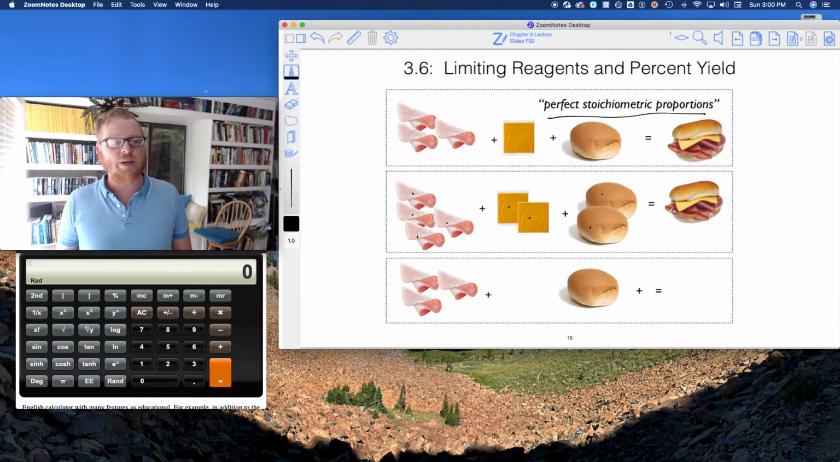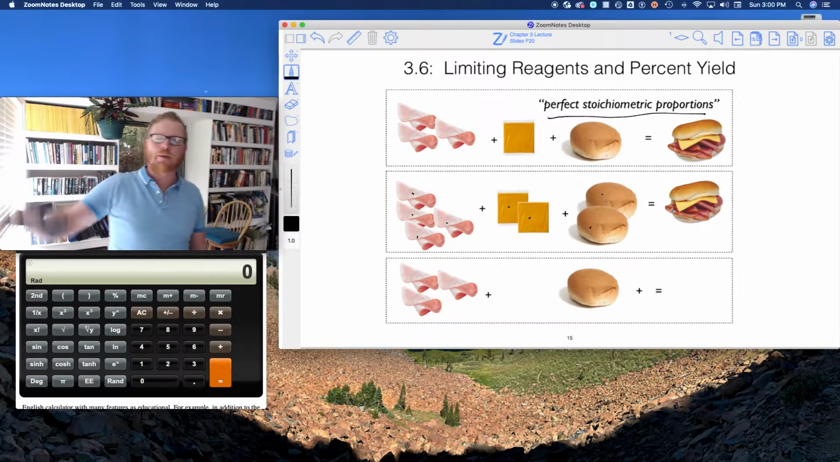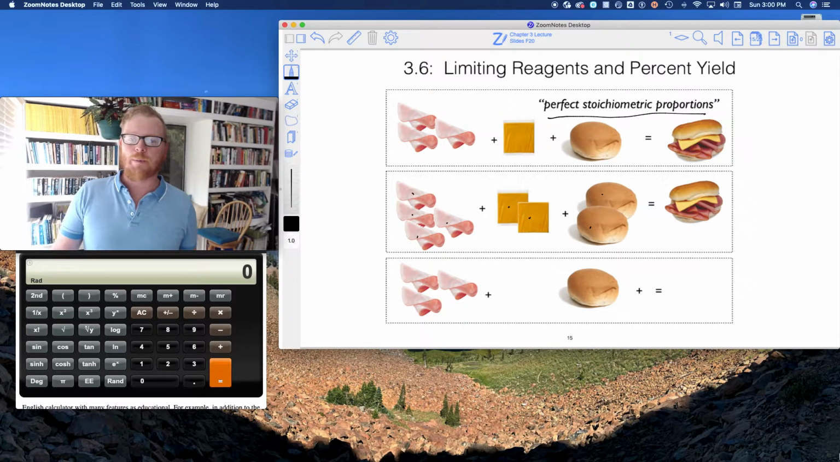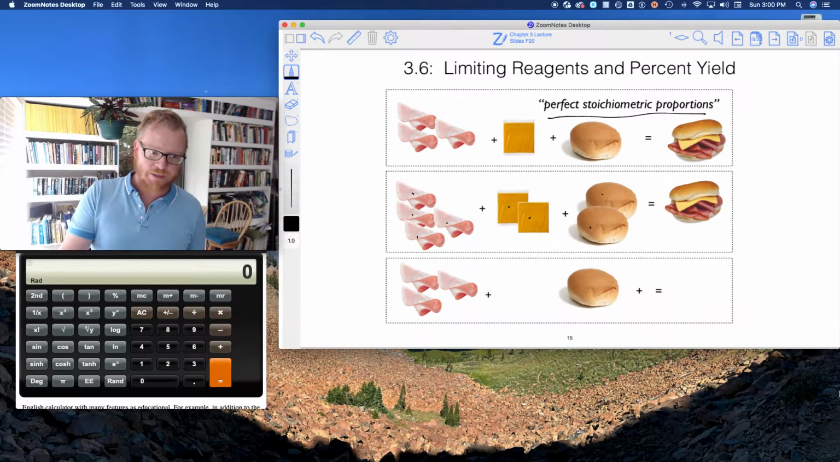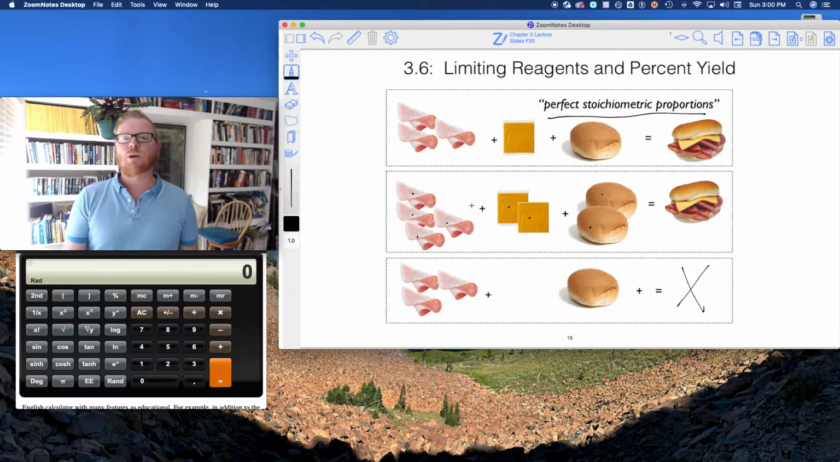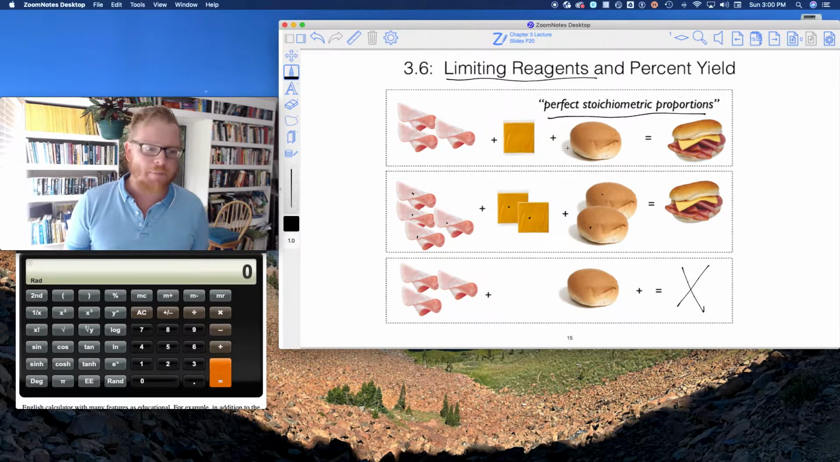We're short 1 piece of ham, and instead of sending that piece of ham off, we're not going to embarrass the kitchen, right? We're just going to say, nope, we only have enough to make 1 of those sandwiches. And then, of course, if I only had 3 pieces of ham and no cheese at all and just 1 bun, then I can't make any sandwiches. I could just make a ham sandwich, but I can't make this ham and cheese sandwich according to my perfect stoichiometric proportions. So when we talk about this idea of the limiting reagent, think back to this example.